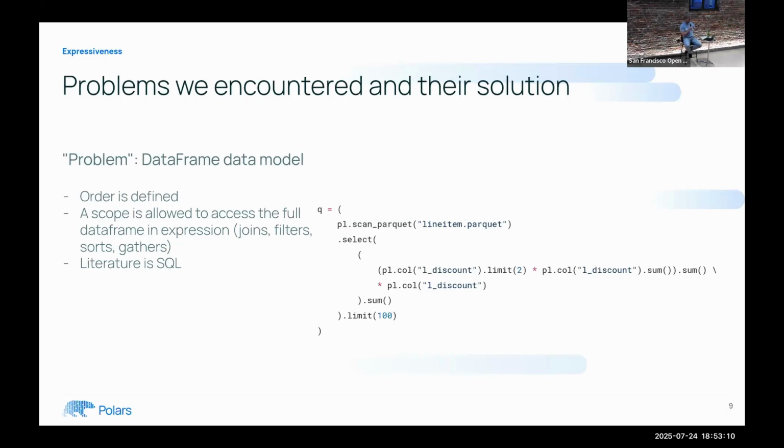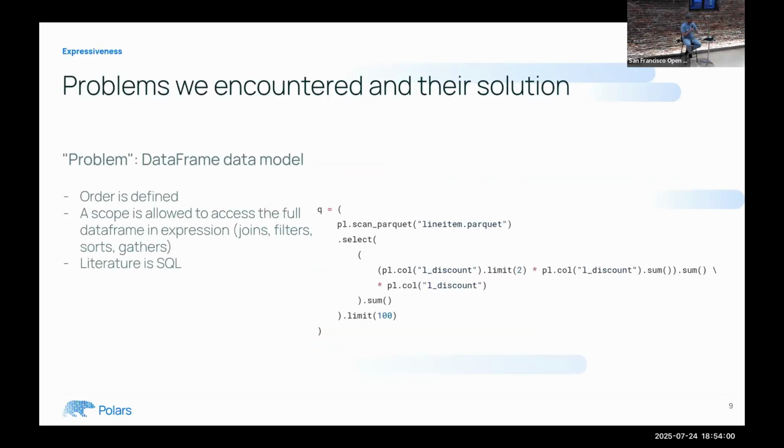In SQL, order is not defined. A scope is allowed to access the full data frame in expressions. So an expression can be very powerful. It can actually do a join. It can do a filter. It can do a sort of that column. It can do getters. This is not possible in SQL without writing a common table expression. You always need to write a common table expression in SQL if you want to access a sorted column or an aggregated column, or getters don't exist. And in the literature it's SQL. So if we want to do something like this, we have to invent it ourselves because it's our API and it's not something you can find in a paper. Of course, relational models you can find in a paper, but we're relational, but not completely the same.